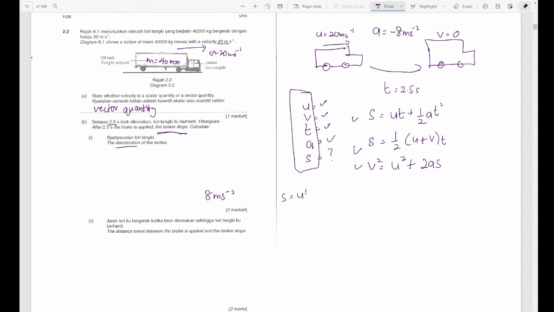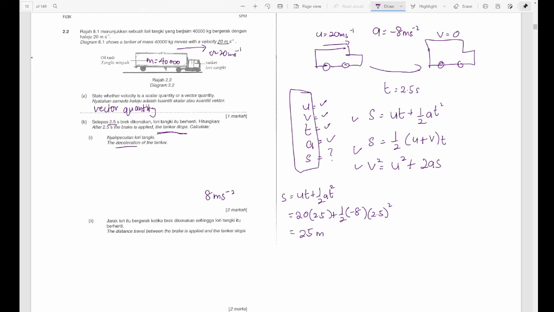S equals ut plus half at square. Let's substitute the value. U is 20, t is 2.5, and half a is minus 8. Okay, remember for a in your formula, please do not substitute with the value of deceleration, which is 8. You must use negative 8. And then t square, which is 2.5 square. So you will get 25 meter.